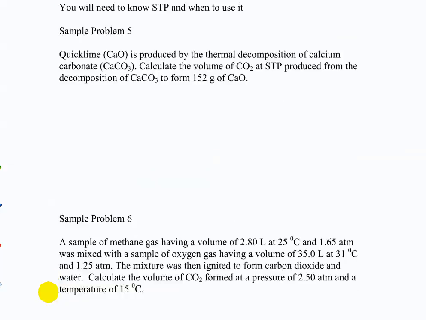All right, and here's a warm-up problem to get you going after the quiz. Well, let's do this one together, or you can do the next one on your own. Quicklime, calcium oxide, is produced by the thermal decomposition of calcium carbonate. Calculate the volume of carbon dioxide produced from the decomposition of calcium carbonate to form 152 grams of calcium oxide.